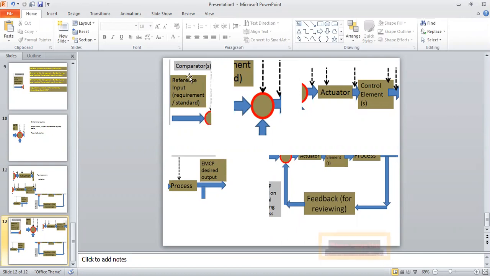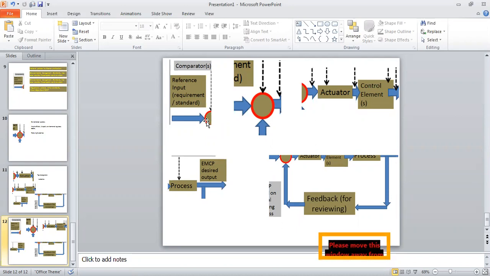No. References are the inputs. Comparator is where we are comparing the output, because the output is something, but our expected output is something else, in quantitative and qualitative definitions. Those are specified: this should be our output. But the actual output, quantitative and qualitative, is not exactly what we are expecting. So there is a deviation, and we have to review that. That is what we call the comparator. Comparison, yes.